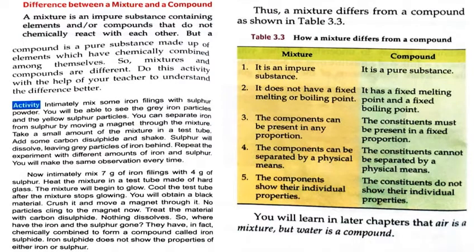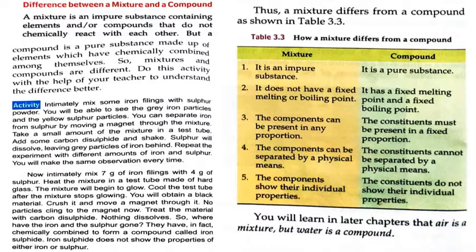Difference between a mixture and a compound. A mixture is an impure substance containing elements and/or compounds that do not chemically react with each other. But a compound is a pure substance made up of elements which have chemically combined among themselves, which we have seen in the starting of this chapter. We had seen mixture and a compound. Here an activity is given to you.